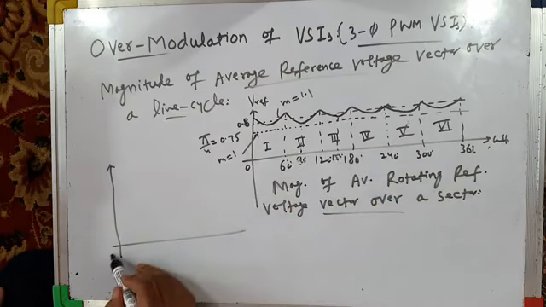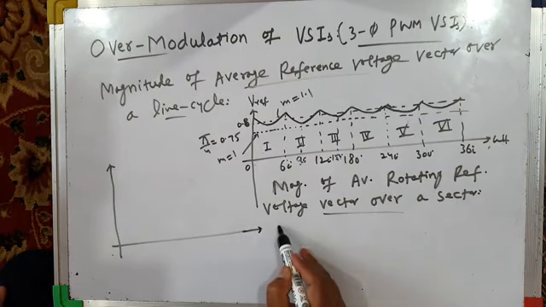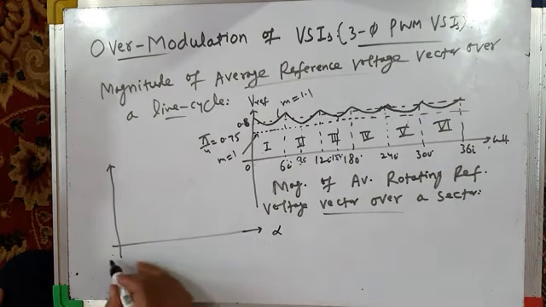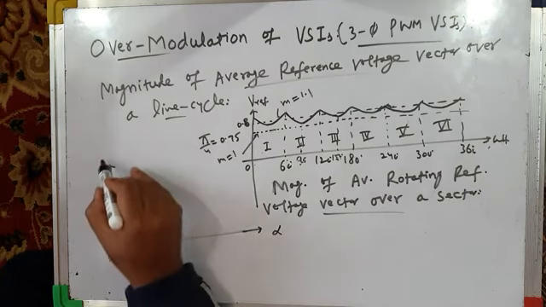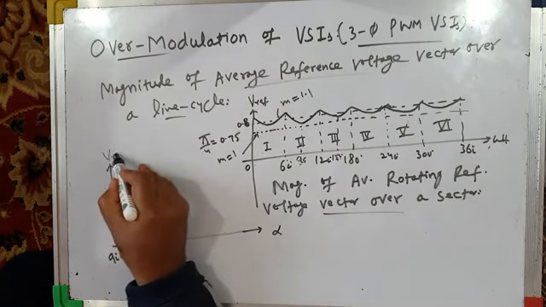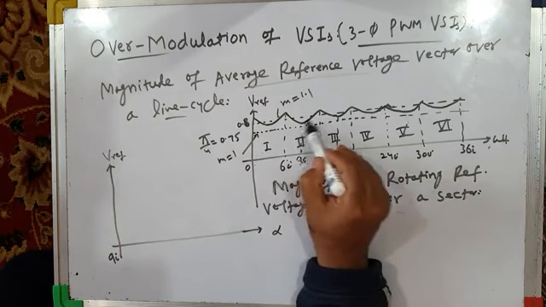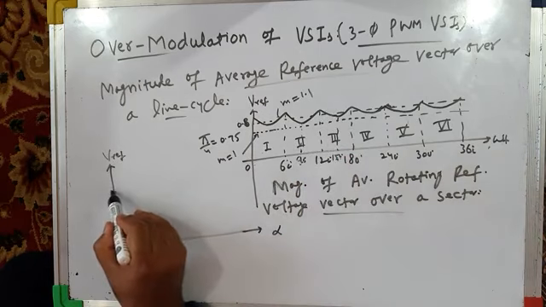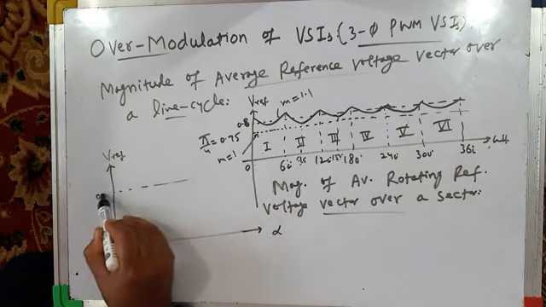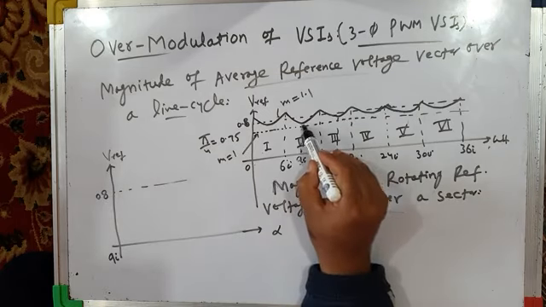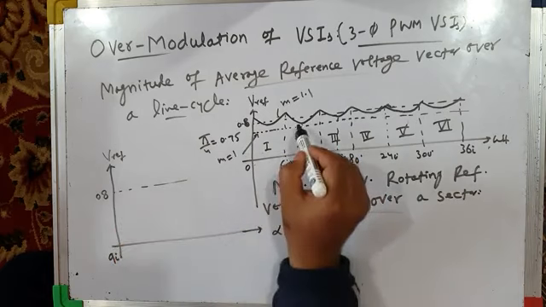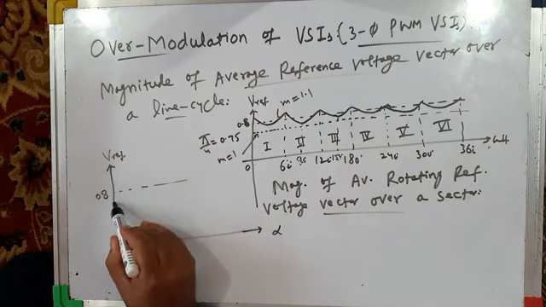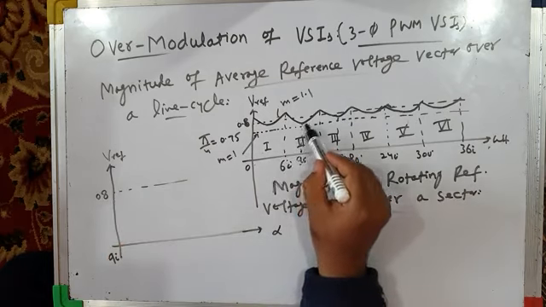Okay, so this is 90. This is alpha here, alpha is 90 degrees to 150 degrees. And I would like to study the magnitude of the rotating reference vector over one sector, say 90 to 150 degrees. This is the 0.8 value. At omega t equal to 90 degrees, it is at 0.8. So it is less than 0.8.